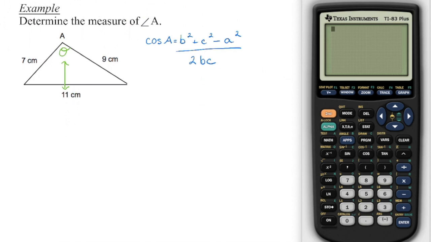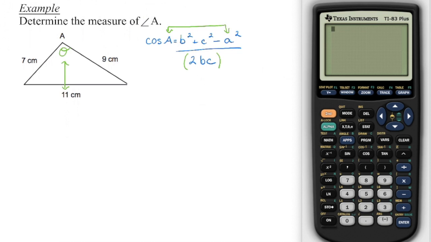Okay, there's a couple things you need to remember. Number one, please make sure that the side we subtract is the side opposite from the angle we're looking for. The second thing is when you put this in your calculator, you have to put the denominator in brackets because we want to divide the entire numerator by the entire denominator. If you do not put it in brackets, you're going to get a wrong answer. So just make sure you remember to put those brackets there.